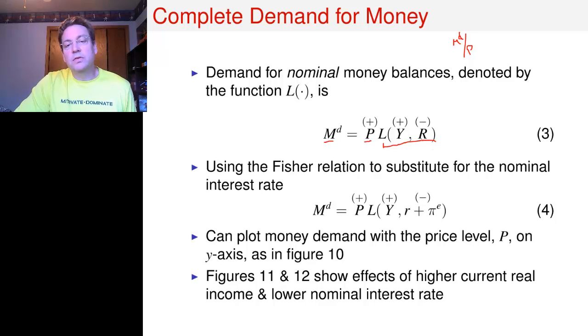Of course, you can rewrite this nominal rate using the Fisher relation to give you a connection between the real interest rate, expected inflation, and the demand for money. And that relationship will be negative, of course. Higher expected inflation lowers the expected real return on money, and that means you want to hold less money. A higher real interest rate raises the opportunity cost of holding money, so you want to hold less money.